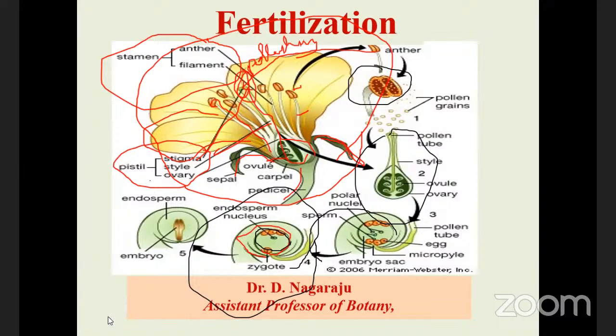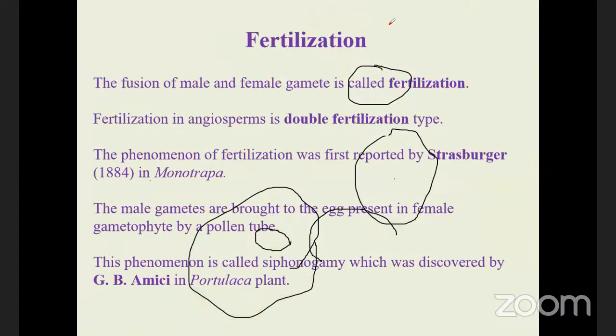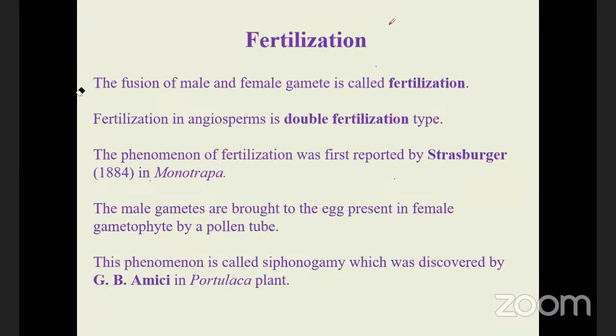You see, in the fertilization process, what's happening here in the fertilization? Fertilization means, what does it mean, the fertilization? I already told you. Anybody is there? Any student is there? Fertilization means fusion of male and female gamete. Fusion of male and female gamete is called as fertilization.